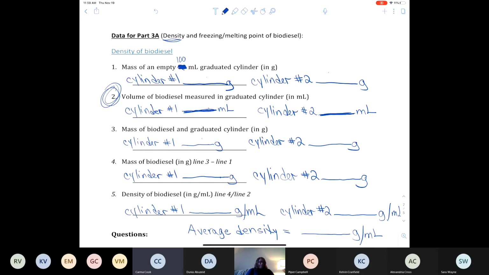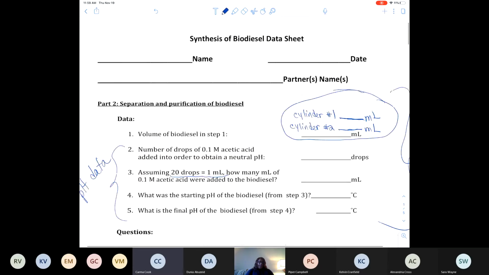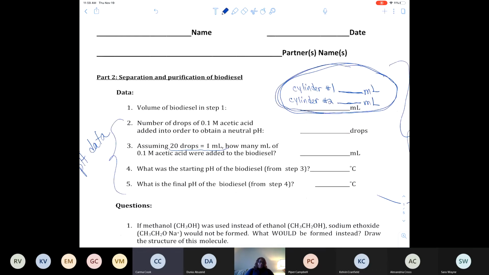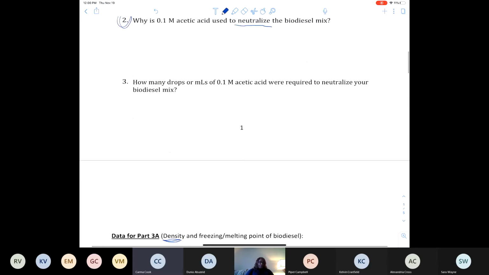One picture is going to give you the mass of the empty graduated cylinders, both cylinder 1 and cylinder 2. Write down the mass that's on the balance in the picture. For part 2, again, that's the same volume information for cylinder 1 and cylinder 2, as you should have written down. I'm assuming no one wrote that down because no one replied to me. If you missed it, go back and watch the video and get that information for volume for cylinder 1 and cylinder 2.